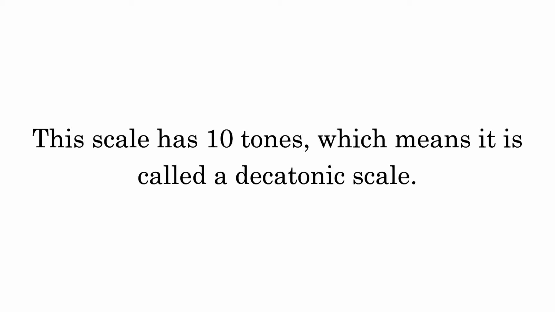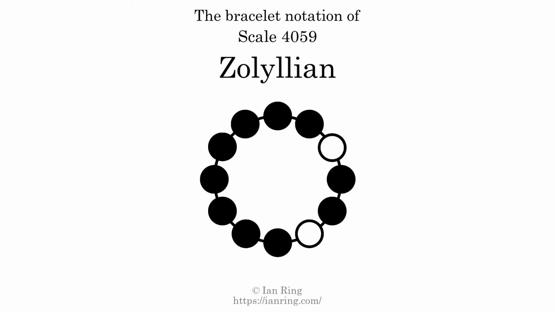This scale has 10 tones, which means it is called a decatonic scale. This is a bracelet notation diagram of scale 4059. The shaded circles represent tones that appear in the scale, and they are read clockwise, starting at the top.